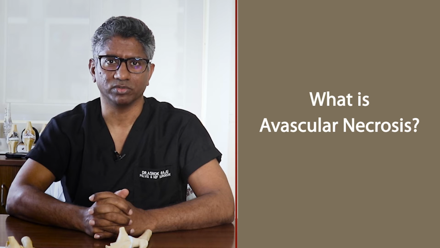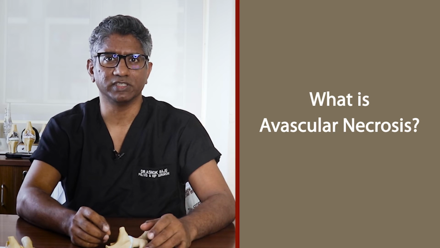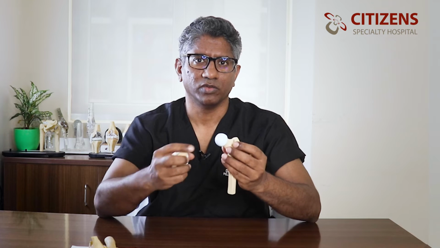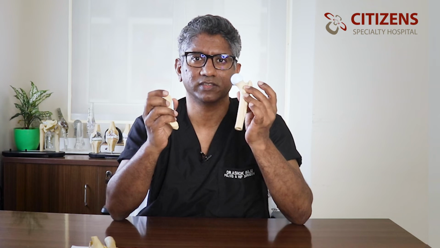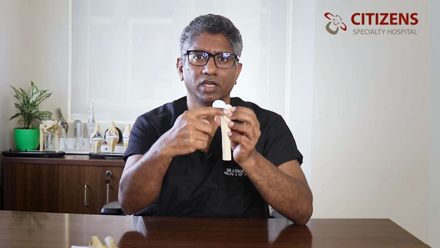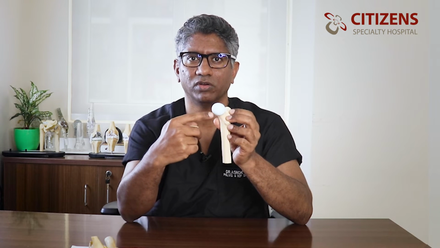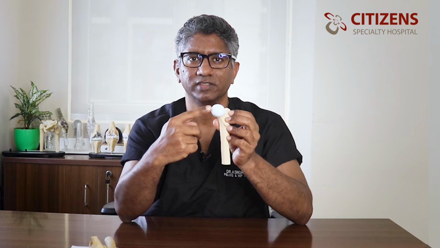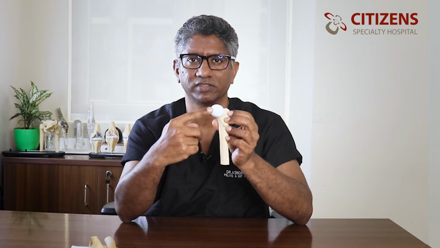Today we are going to talk about a topic called avascular necrosis of the femoral head. So what is avascular necrosis? If you look at the hip joint, this is the ball part of it, what we call the femoral head, and this is the acetabular part, which join together to form the hip joint. The blood supply to the femoral head, or the ball of the hip joint, is disrupted or is lost in case of avascular necrosis.